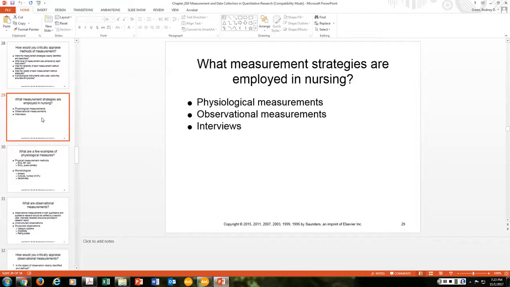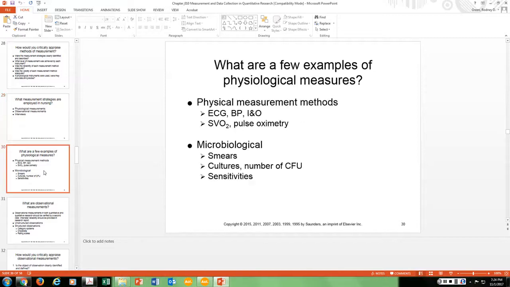I once participated in a study where we had to make rounds of intensive care units to see what the nurse was doing at that particular time. So those were observational measurements. And interviews, we can talk to people, right? And interview them, perhaps with a questionnaire or a survey, and that would be a way of measuring something. Examples of physiologic measures are ECG, BP, intake and output, pulse ox, smears, cultures, sensitivities.